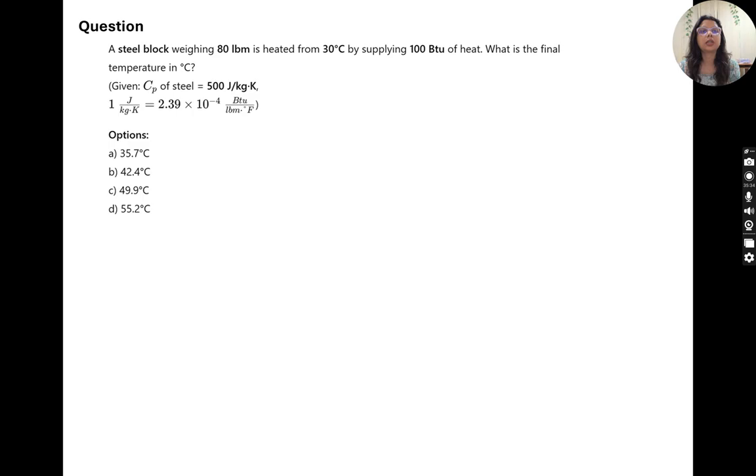And this is the question, a little bit, not exactly tricky, but yeah. A steel block weighing 80 lbm is heated from 30 degrees Celsius by supplying 100 BTU of heat. What is the final temperature in degrees Celsius? Given is Cp of steel, which is 500 joule per kg per Kelvin. And also there's a thing which is given: 1 joule per kg Kelvin is equal to 2.39 of BTU per lbm degree Fahrenheit.